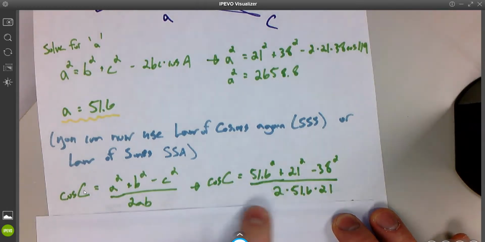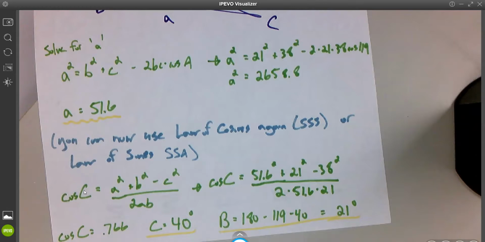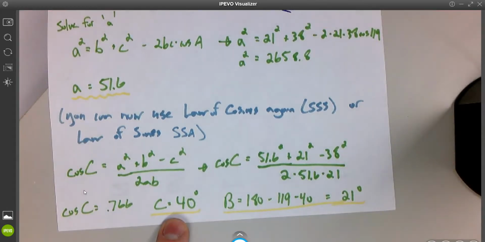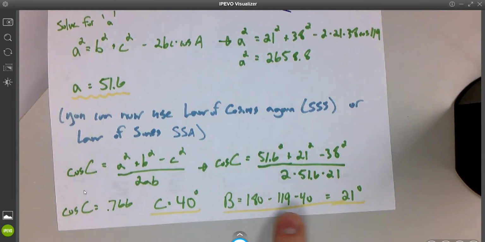Whatever number that is, it should be some decimal, less than 1. You have to take an inverse cosine. We would get a second angle. And now that we know 2 angles in the triangle, you subtract each of them from 180 to find the last one. That's it. That's the law of cosines.